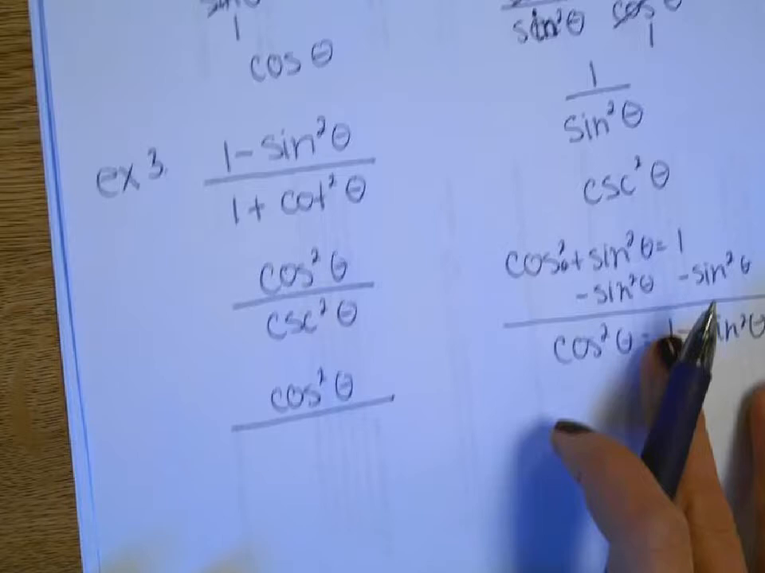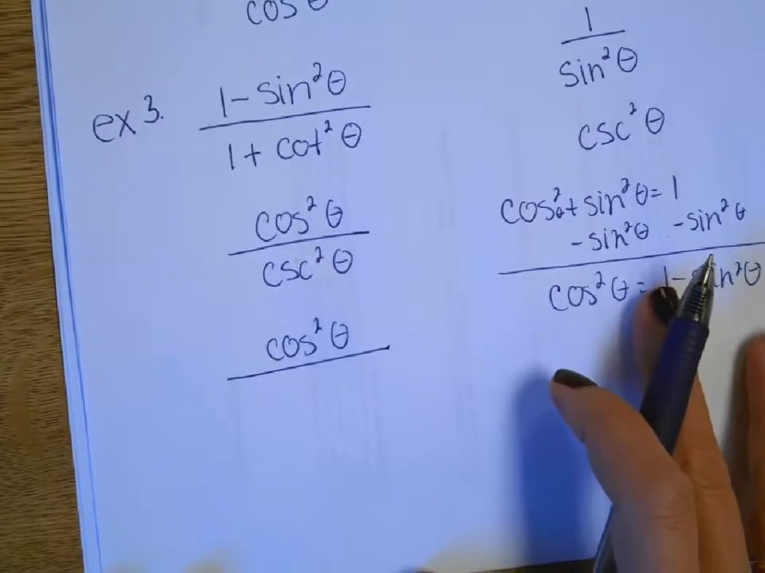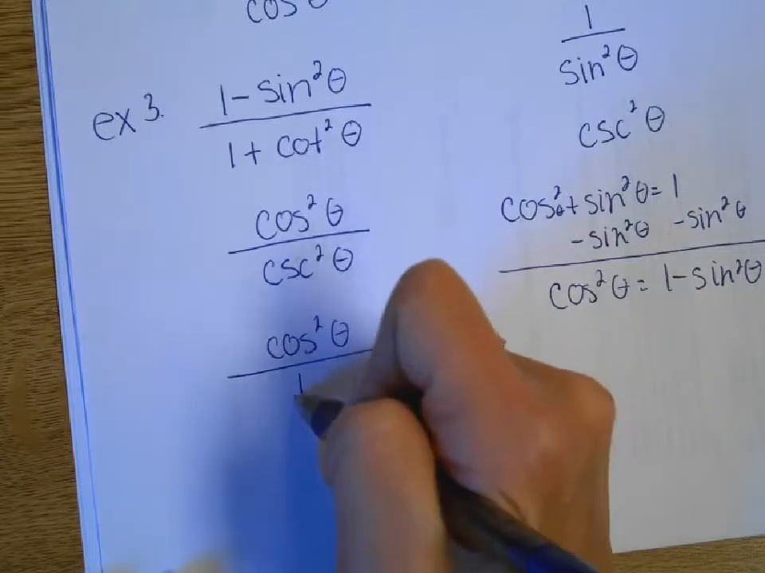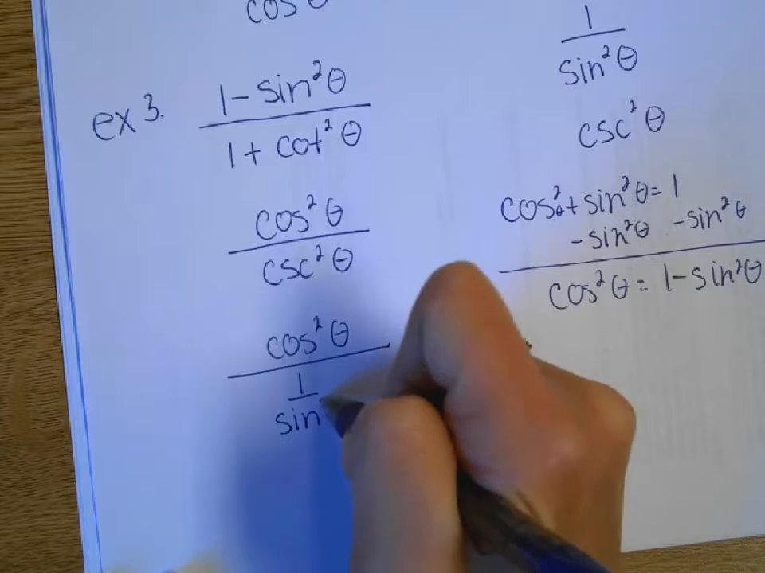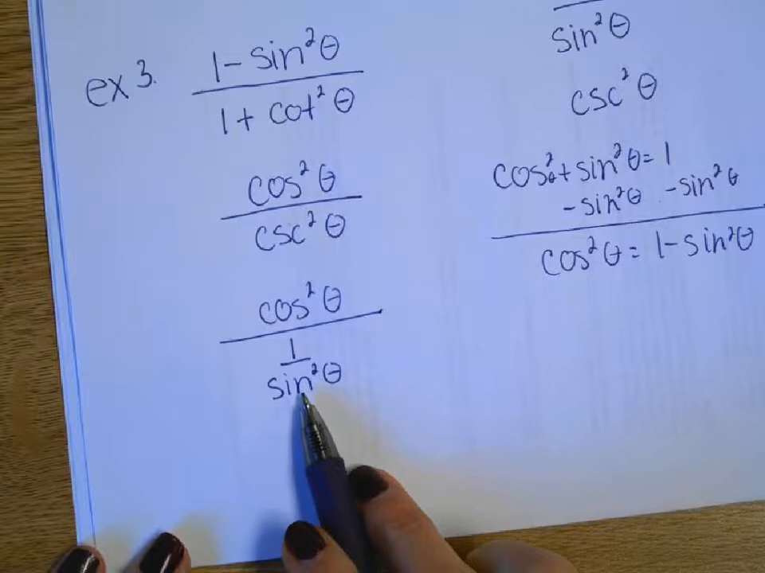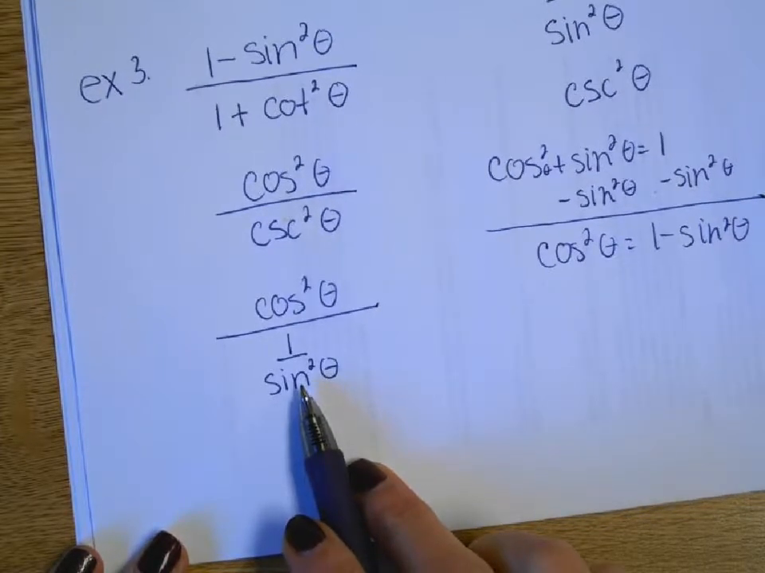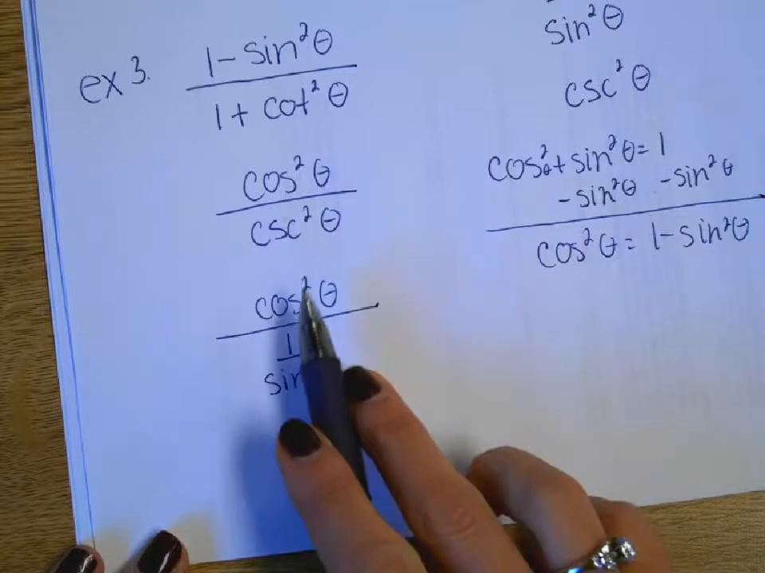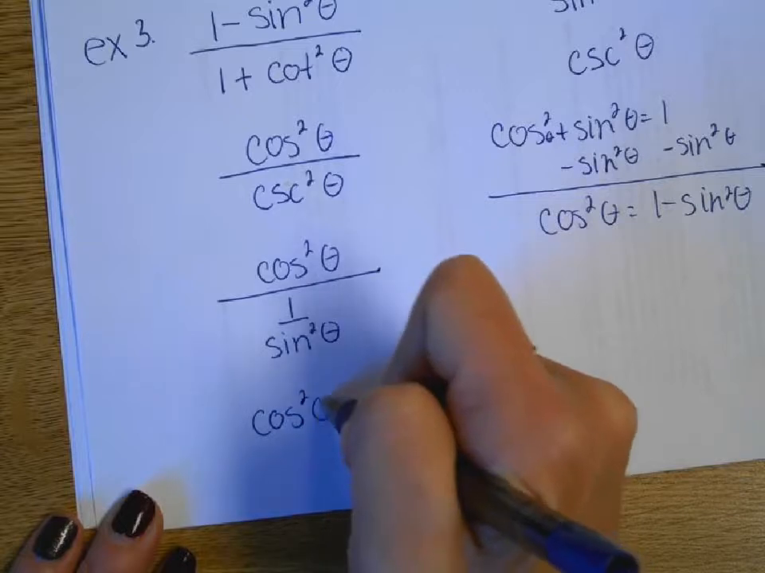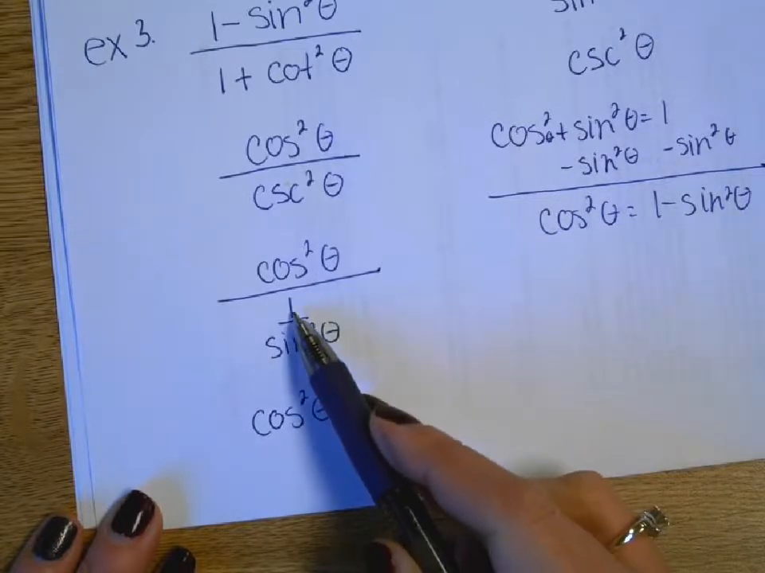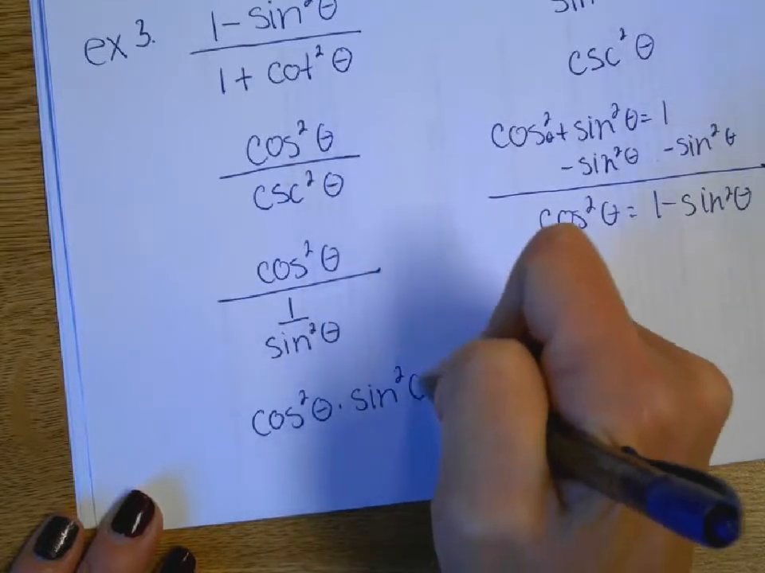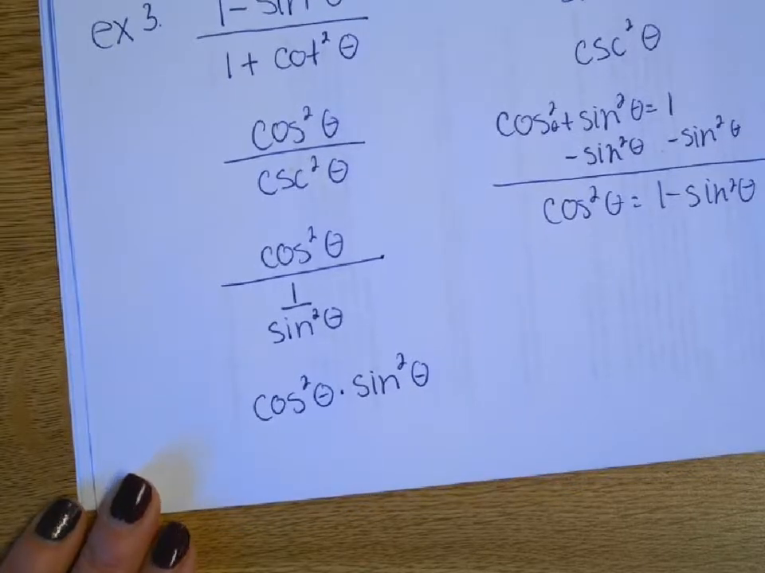How do I rewrite cosecant squared in terms of sines or cosines? 1 over sine squared. Okay? How do I divide by a fraction? Multiply by the reciprocal. So I'm going to keep cosine squared, and I'm going to multiply by the reciprocal of 1 over sine squared, which becomes sine squared over 1. I don't need the over 1. I got cosine squared times sine squared.